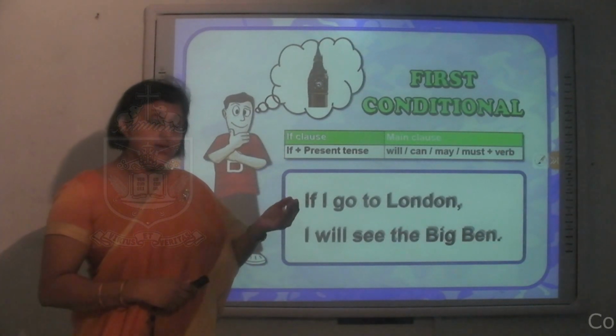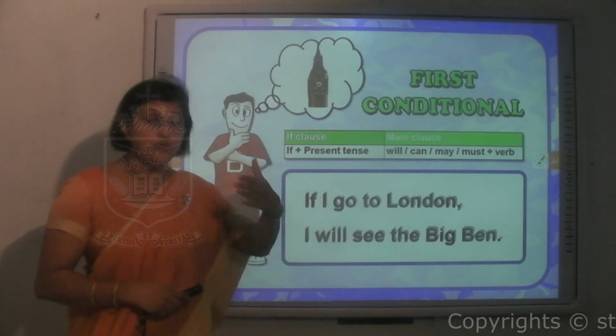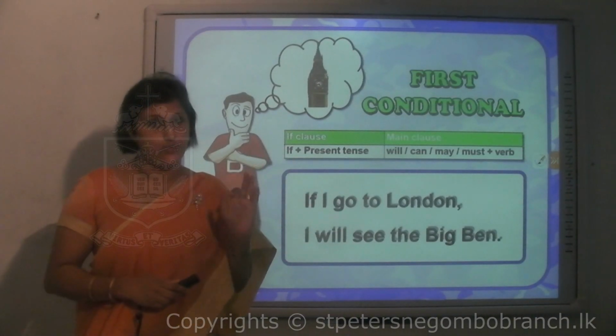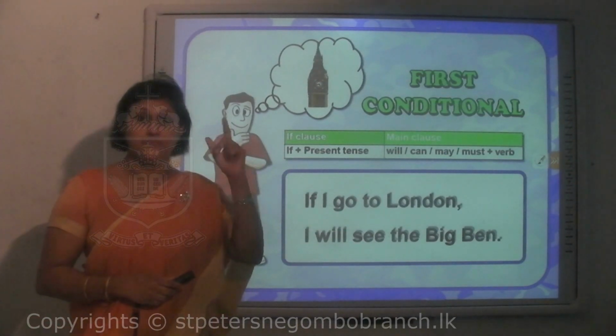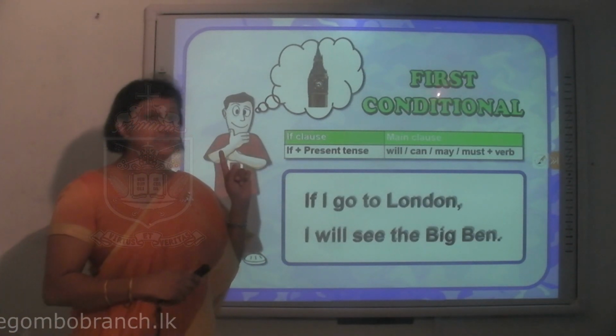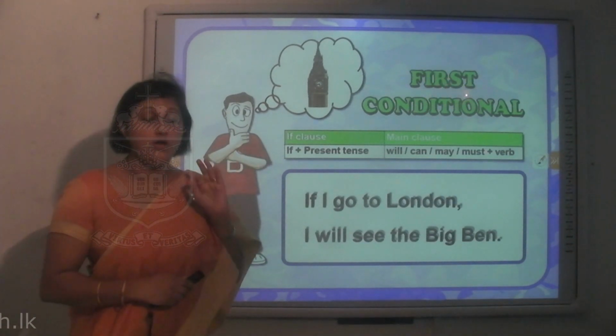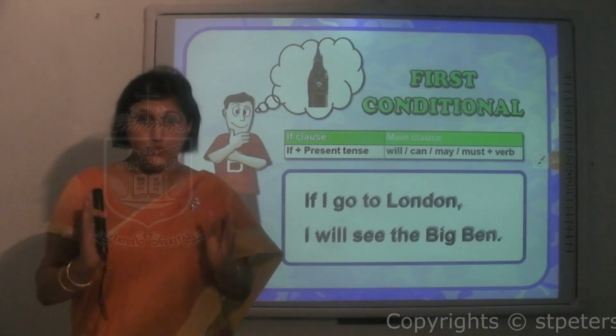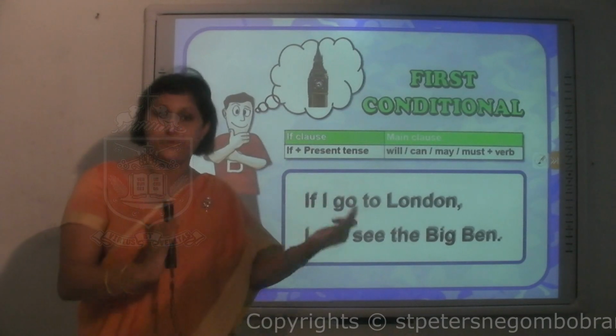You talk about a possible situation. If you go to London, you will see the Big Ben. That is a possible situation. So keep in mind, when it comes to first conditional, type 1, you talk about a real situation, a possible situation, something that is going to happen.